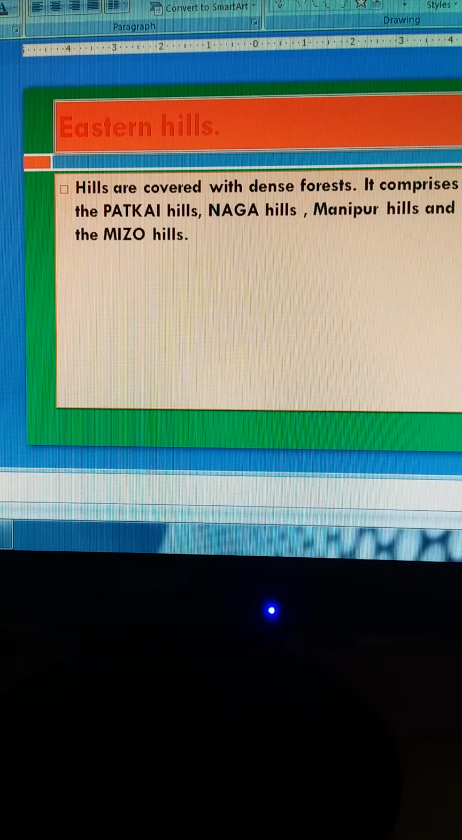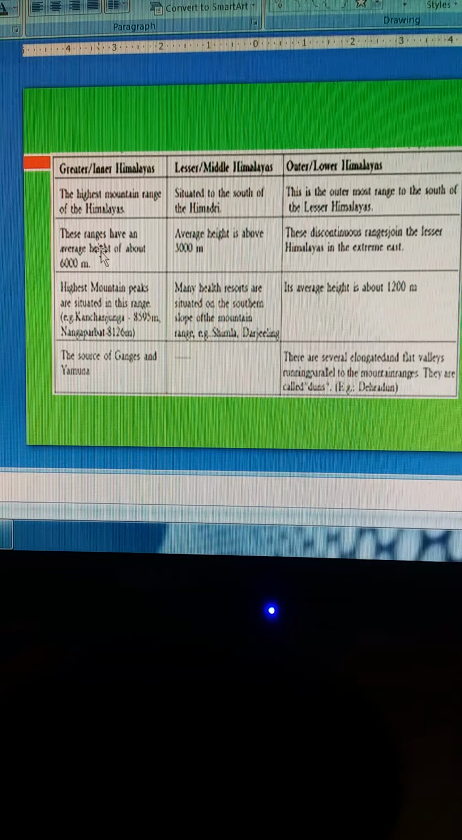So if we talk about the difference between the greater or inner Himalayas, lesser or middle Himalayas, and outer or lower Himalayas, there are many differences we can draw from this. The greater one is the highest mountain range of the Himalayas. The middle one is situated south of the Himadri. And the outer one is the outermost range, south of the Lesser Himalayas.